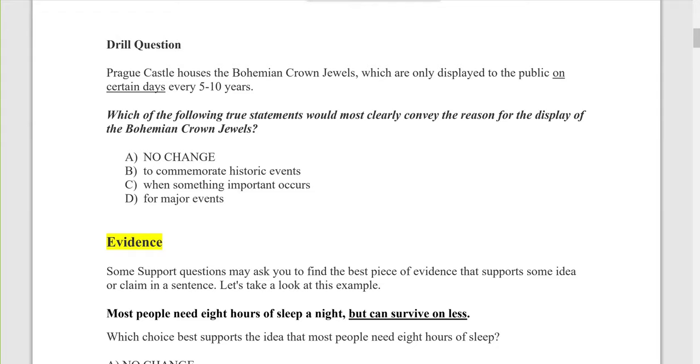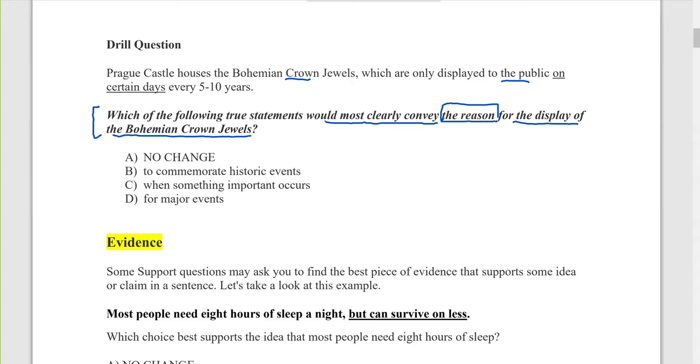Bragg Castle houses the Bohemian crown jewels, which are only displayed to the public on certain days every 5 to 10 years. Look at the question: which of the following true statements would most clearly convey the reason for the display of the Bohemian crown jewels? Remember, we are asked to change this sentence to best support the idea that Bragg Castle houses the Bohemian crown jewels. Don't forget the word reason. Are you going to go for A, B, C, D?